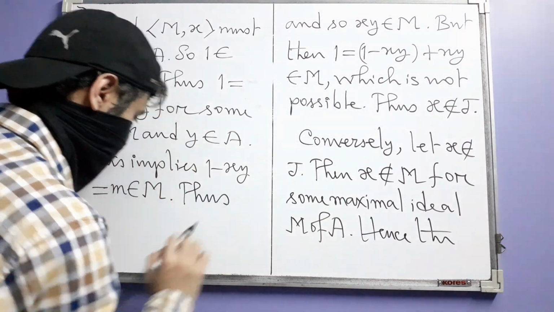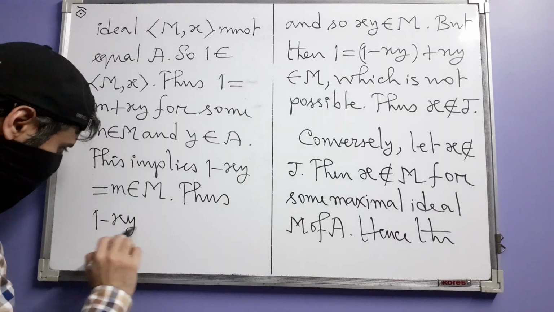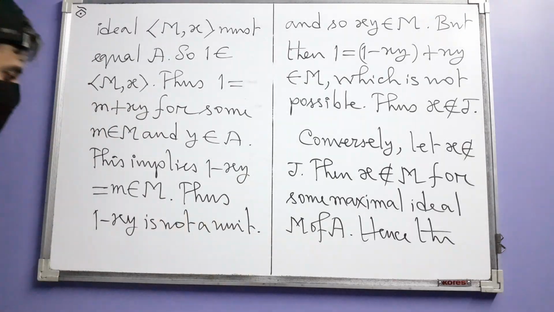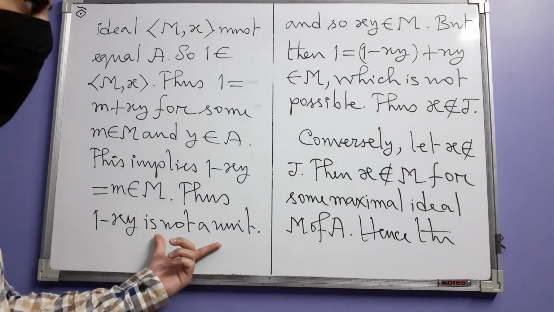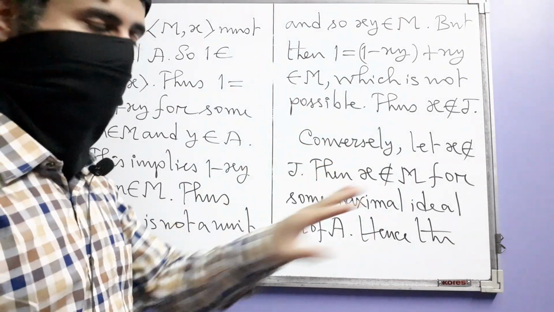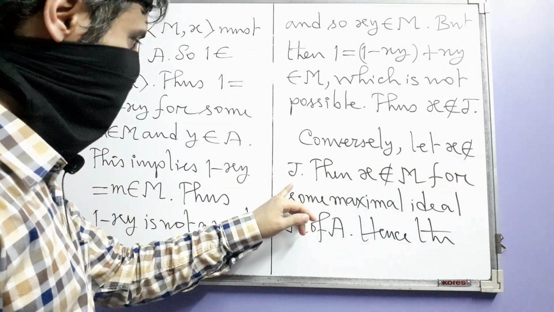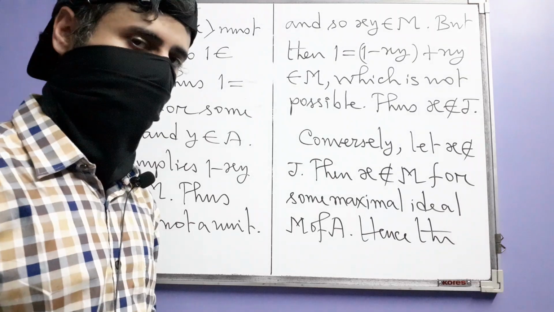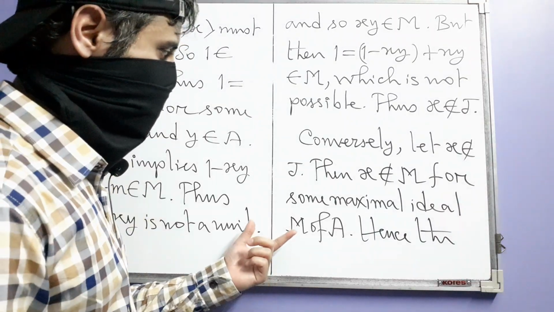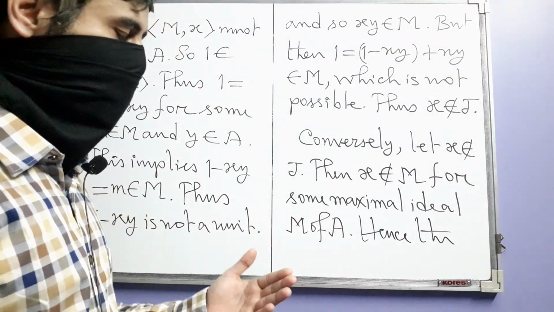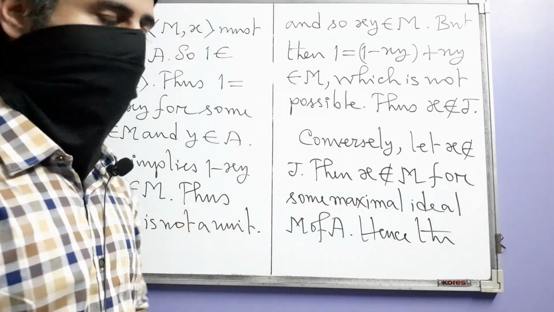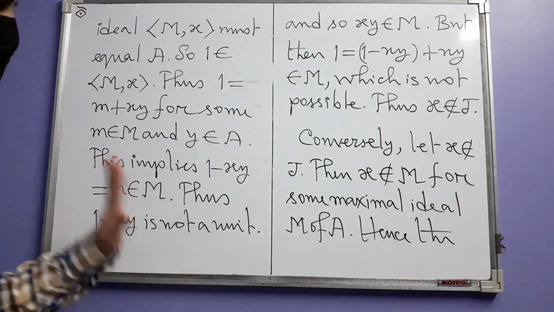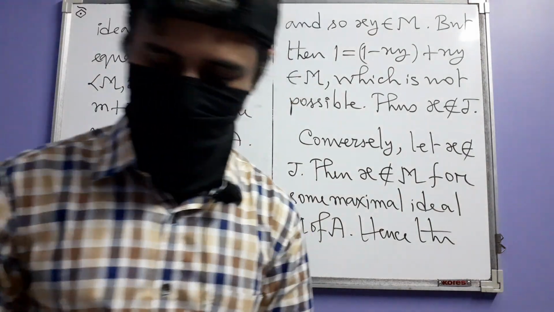Thus 1 minus xy is not a unit. In other words, what we have proved is, if x is not in J, then 1 minus xy is not a unit for some y, right? In other words, if 1 minus xy is a unit for every y, then x has to be in J. So this way we have the proof as well of this fact.